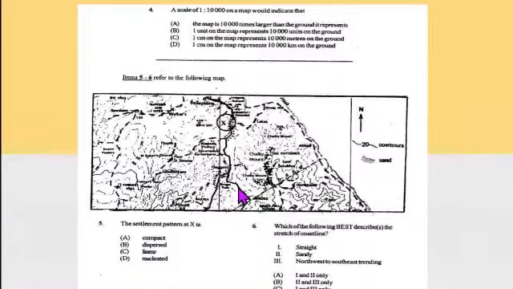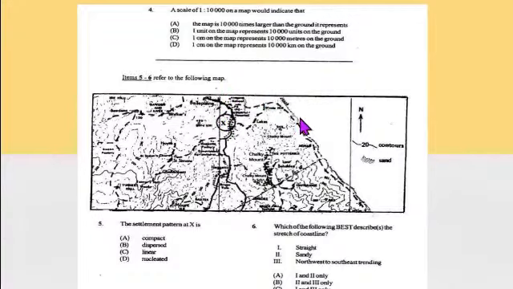For 6 on this page, which of the following best describe the stretch of coastline? So the coastline is at this area, right along here. And we have 3 options. 1, it is straight. 2, it is sandy. Or 3, northwest to southeast trending. So that is basically telling you what direction it is running in.